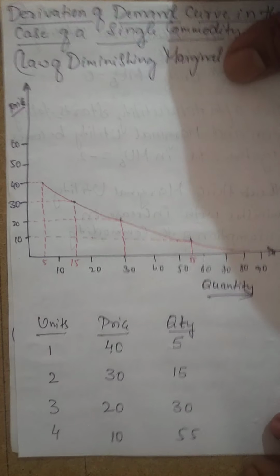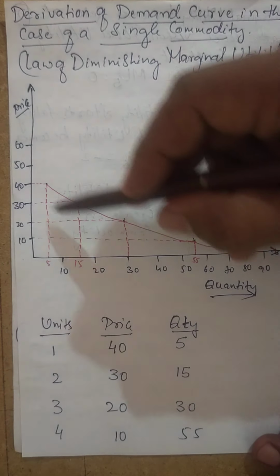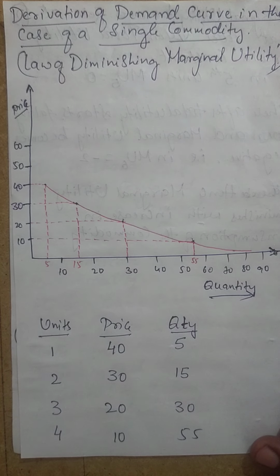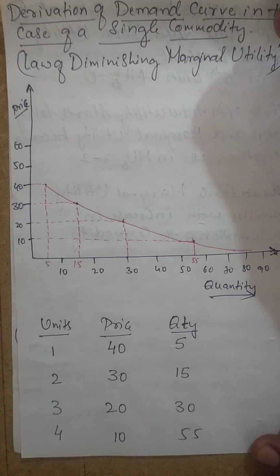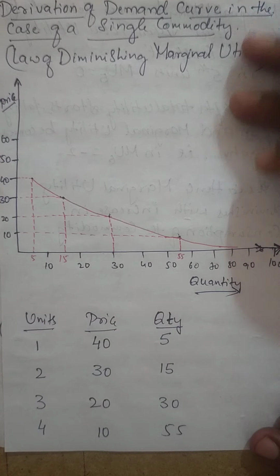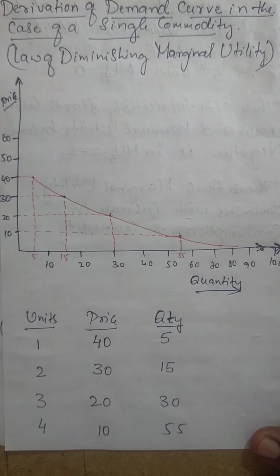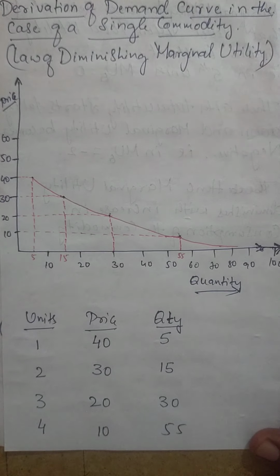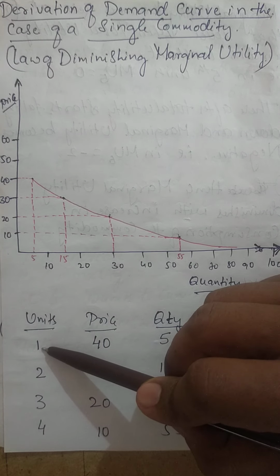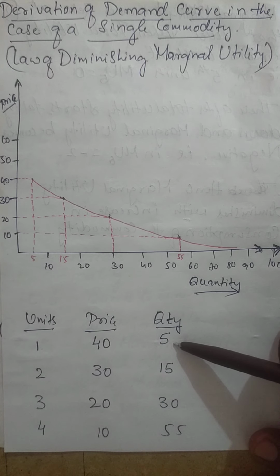So what does this particular expression say? Let us observe here. So this is the graph, and this is the units, and this is the price, and this is the quantity. Based on that you have the points of explanation also. Units of consumption is increased here. As the first unit of consumption is added, the price level is 40 and the quantity consumed is 5 units.